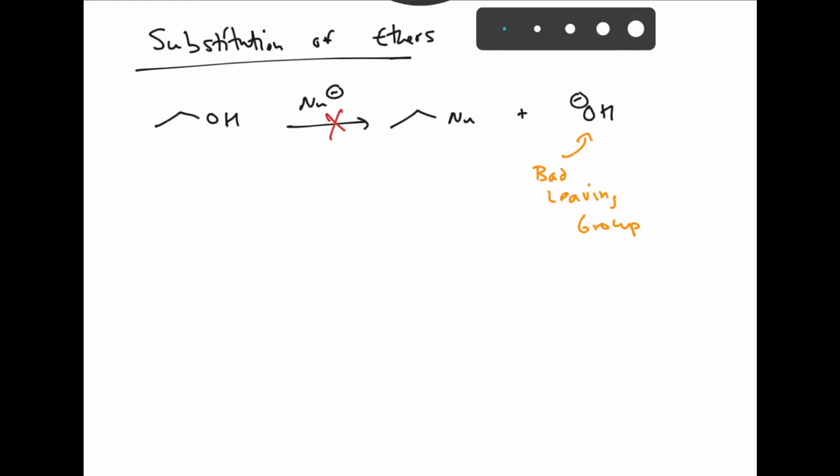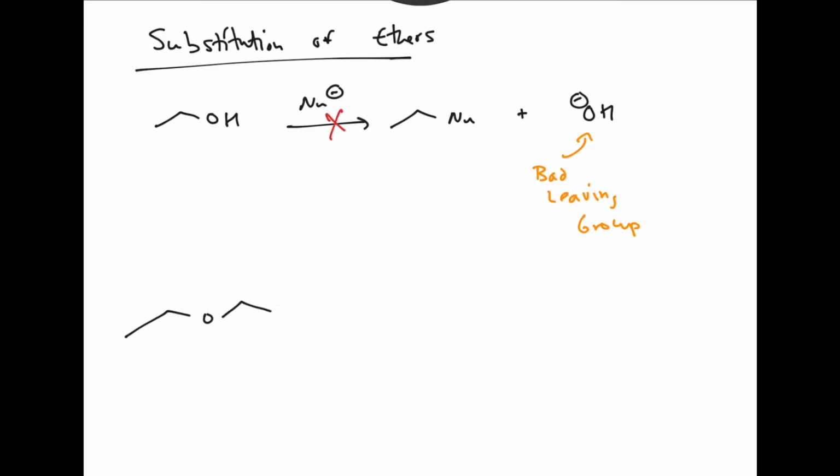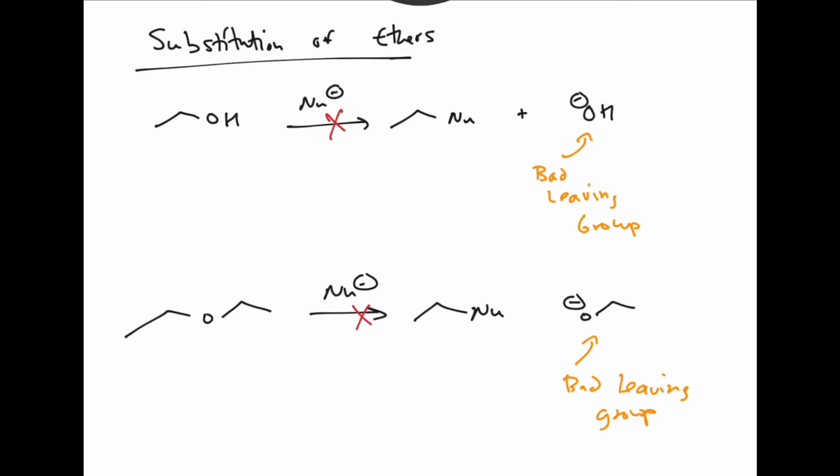Ethers have the same issue, right? If I have an ether and I want to add a nucleophile, again, this is a bad leaving group. So this reaction doesn't work, and I'm stuck in the same boat. I have to turn my oxygen on my ether into a good leaving group, just like I had to do with my oxygen on my alcohol. And since it's not an alcohol, we actually have less options to do this.